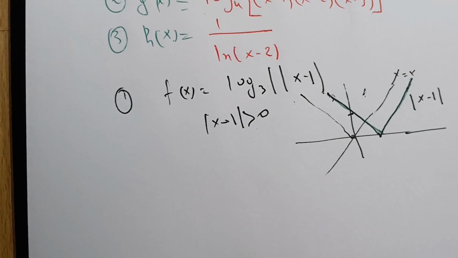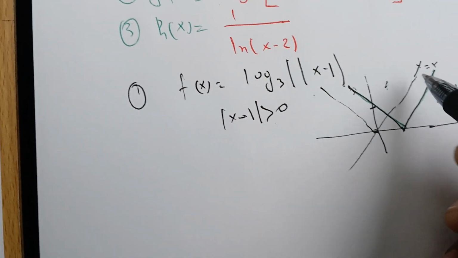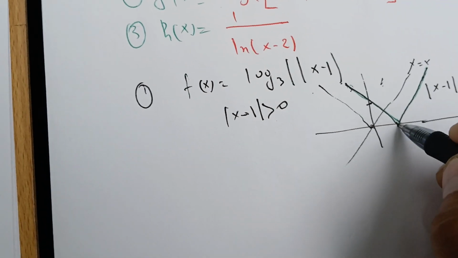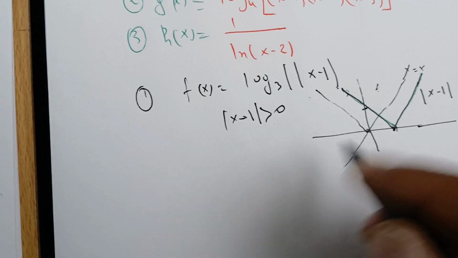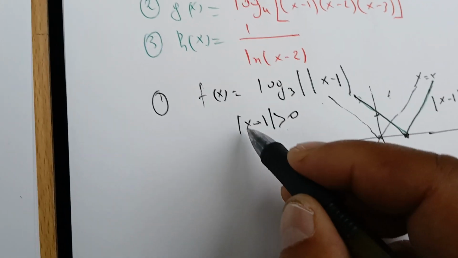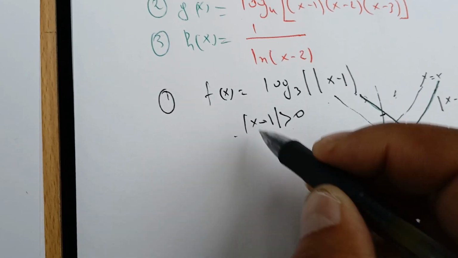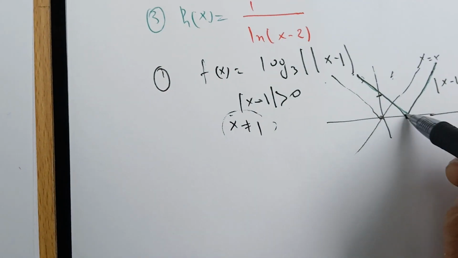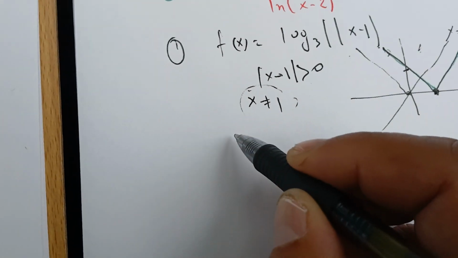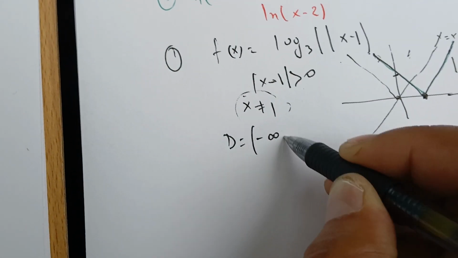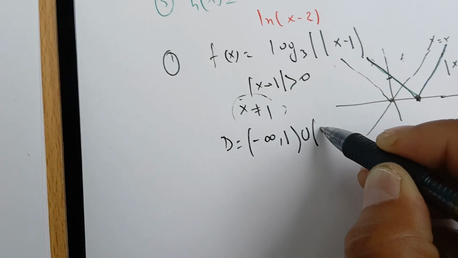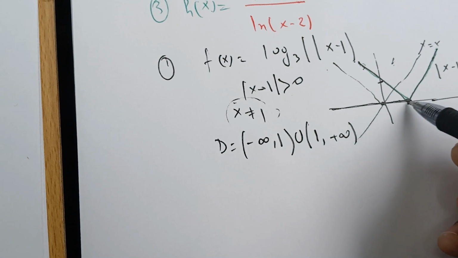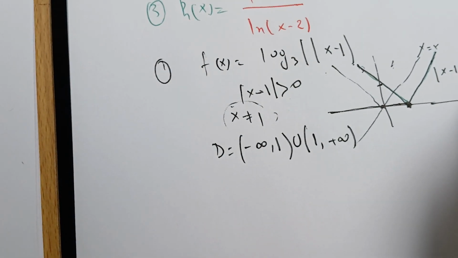Now we see it's always bigger than 0 because it's on top of the x-axis. It's bigger than 0, but when x is 1, it's 0. That's what we need to avoid. So this one is always true except when x is 1. So we need to remove the 1. To remove that, we define the domain as minus infinity to 1, and we jump again to 1 from the right. So it's from this one here to 1, and you jump and you go this line here.